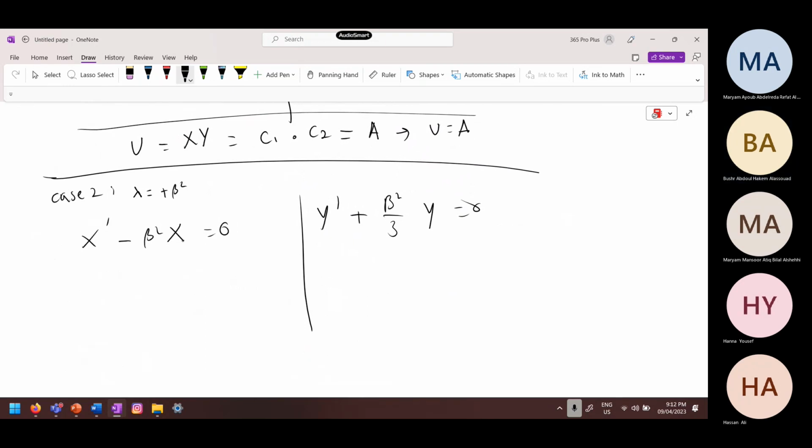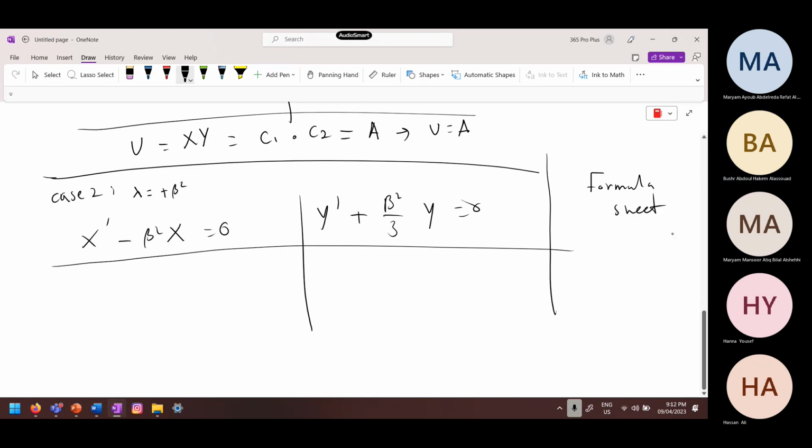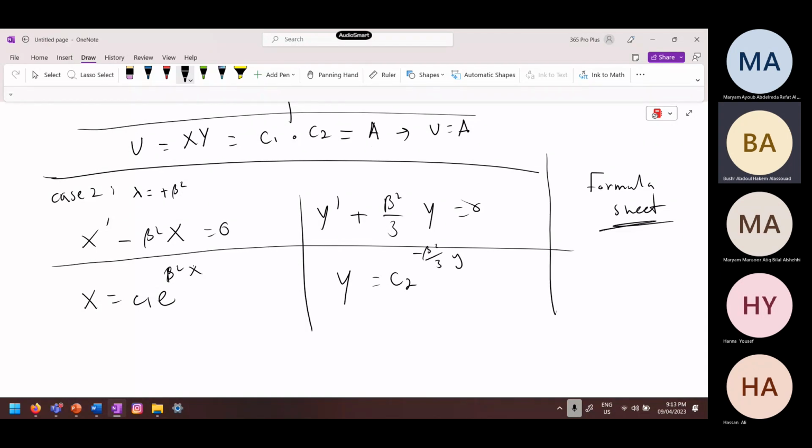Now to solve this, there are some fixed equations that you can use that are given in your formula sheet, or you can just memorize them. Personally, I'm not good at memorizing, so I'm using differential equations. You can see that my method is slightly different from the doctor's. If you want to use the formula sheet, it will just tell you that x is equal to c1 e to the power beta square x, as for y is equal to c2 e to the power negative beta square over 3y.